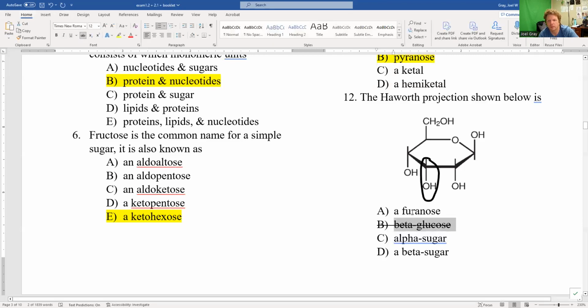So I'm going to strike that. Is this a furanose? This is not a furanose. This is a 6-membered ring, so it is a pyranose. So then we're left with, is it an alpha or a beta sugar? What we're looking for is whether my hydroxide group is pointing upward or downward in this Haworth projection. And since my hydroxide group is pointing upward, we're talking about a beta sugar. So D is the correct answer for question number 12.